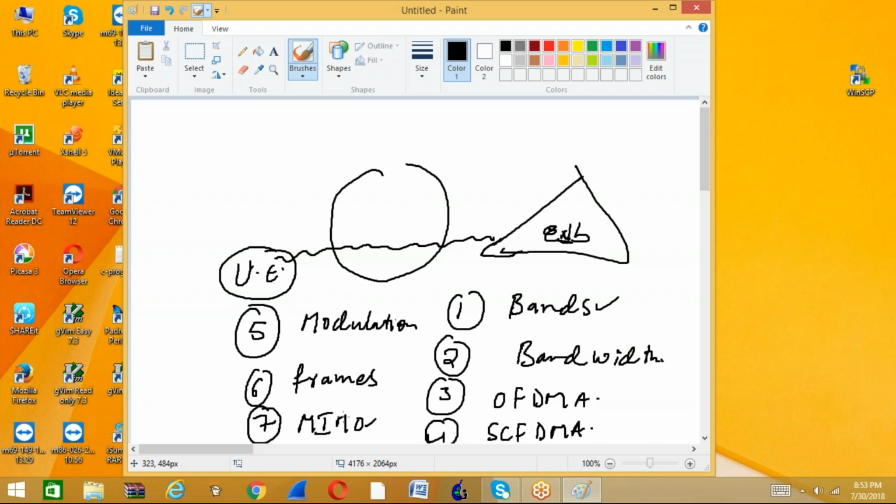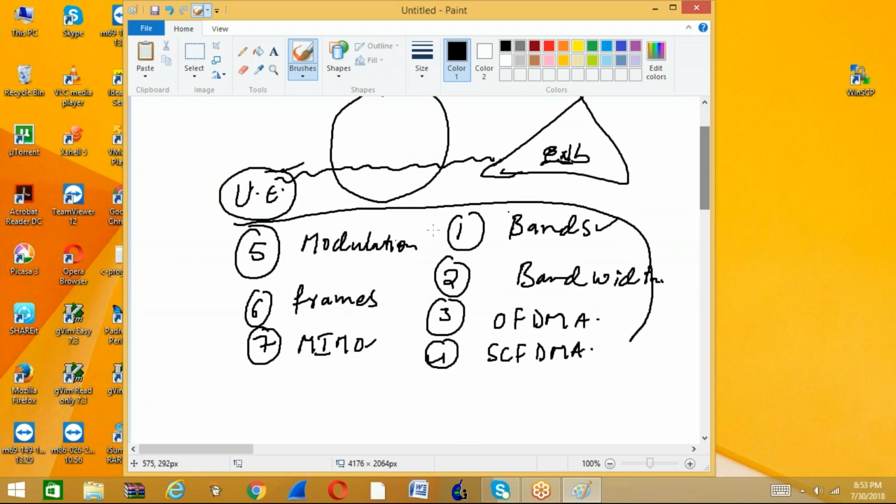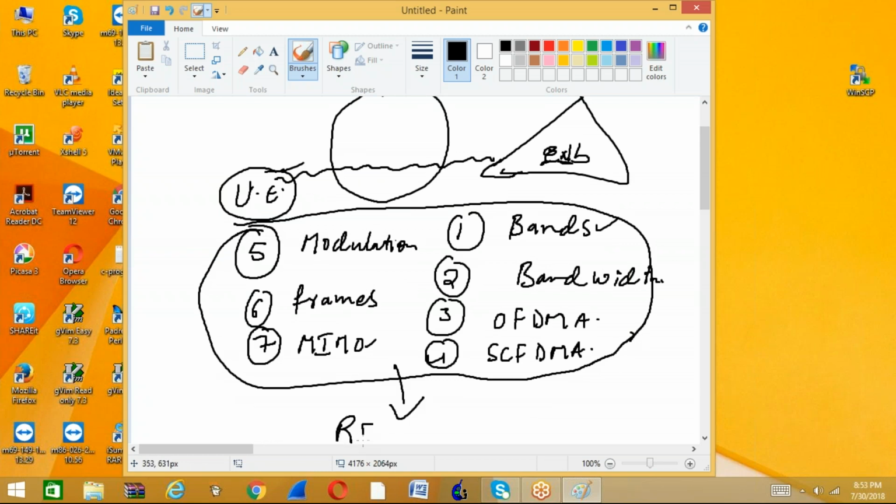So these are the challenges that the UE and eNode B have. All these challenges between the eNode B and UE come in a unit that is called RF. Which unit? They come under the RF unit.